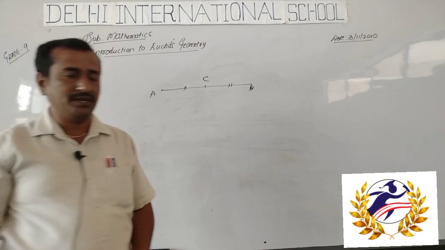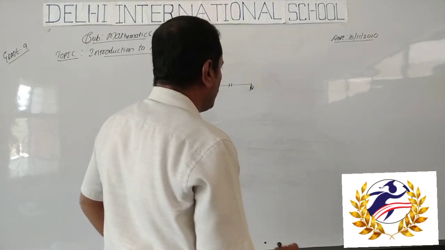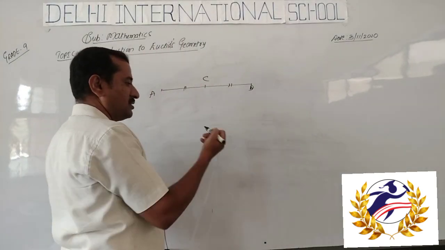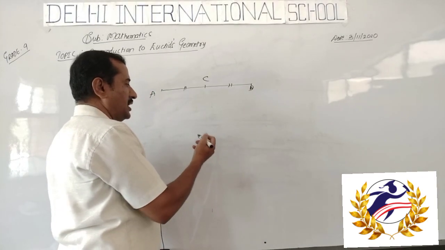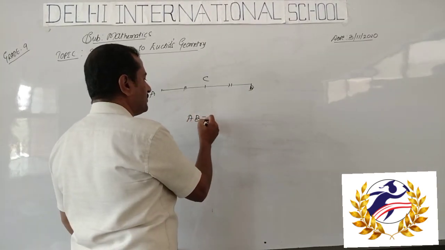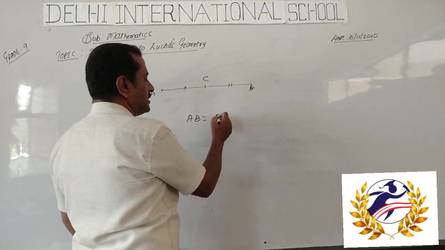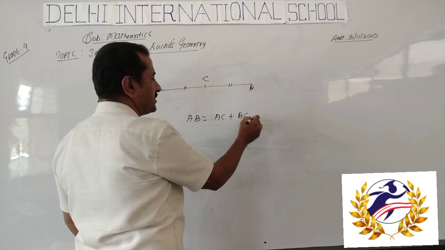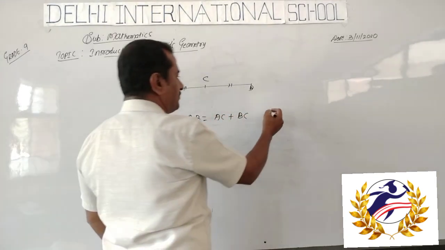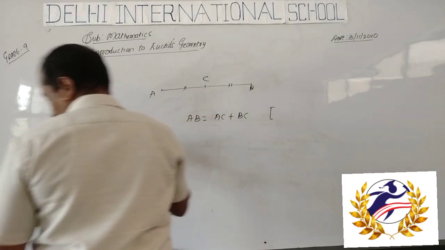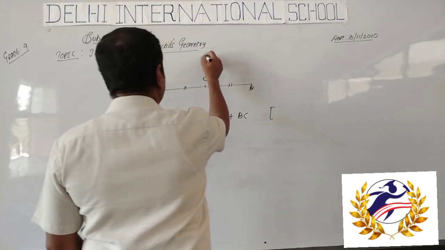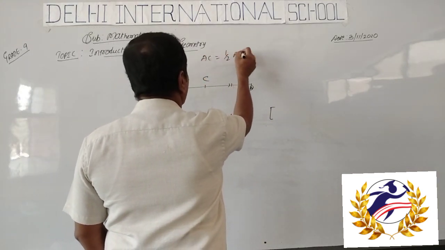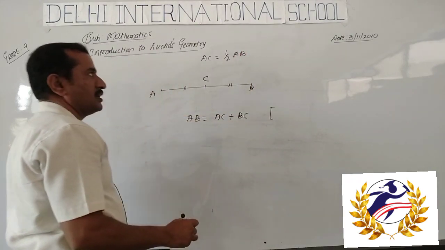Explained by drawing the figure. Here is the question. Now, I hope it is clear what the figure says. Here AB is AC plus BC. He had given that. What we have to prove is that AC is equal to half of AB.